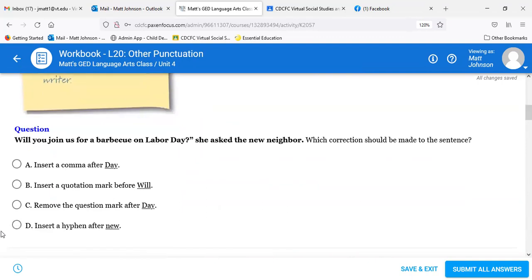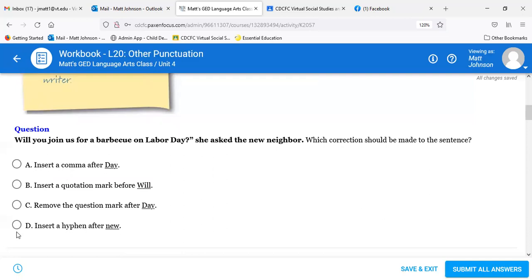Nilda, would you like to take care of number 1 for us? "Will you join us for a barbecue on Labor Day?" she asked the new neighbor. Which correction should be made to the sentence? A. Insert a comma after day. B. Insert a quotation mark before will. C. Remove the question mark after day. D. Insert a hyphen after new.